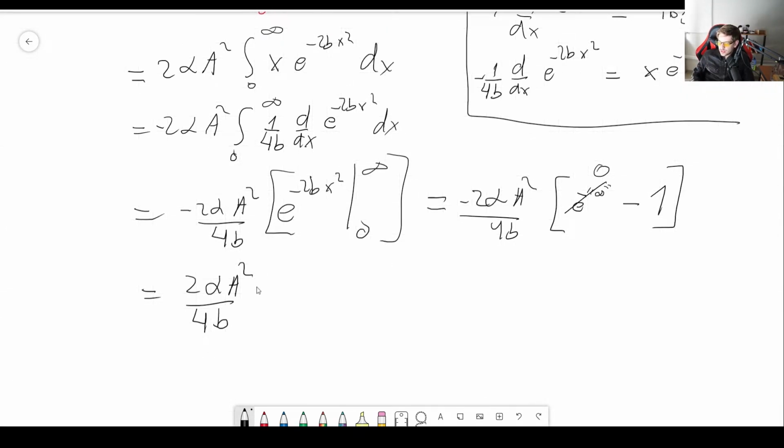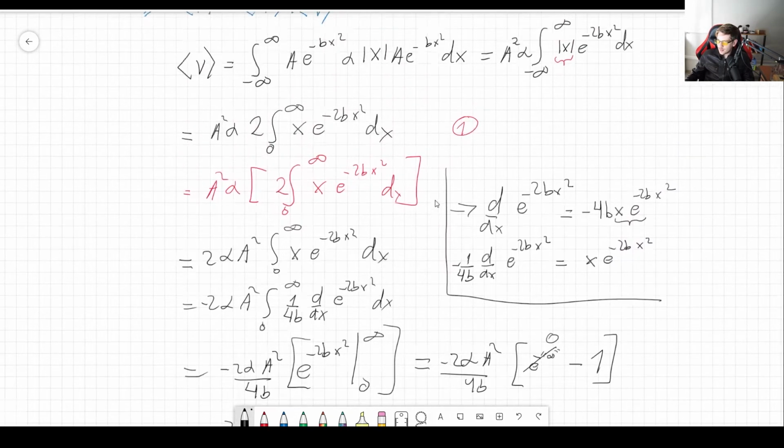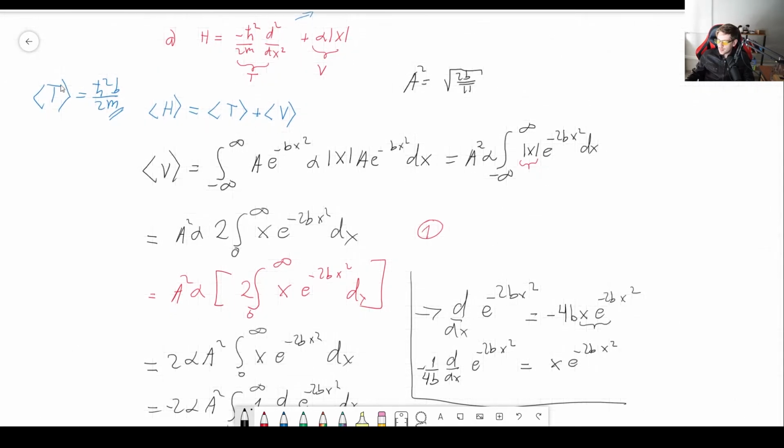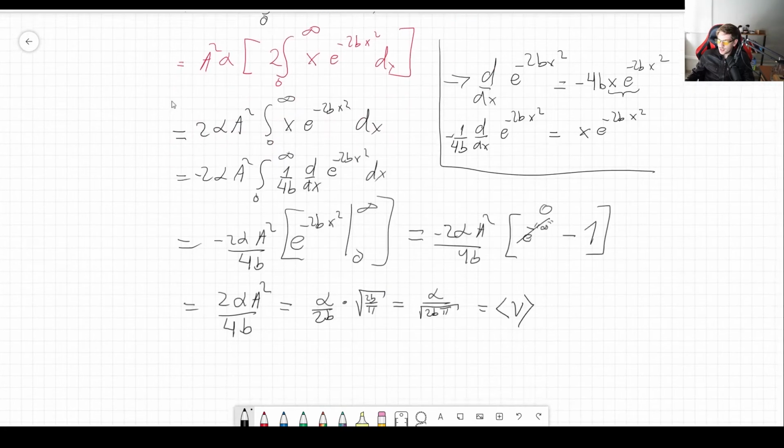Okay, and of course, let's plug in the value for a squared, which we already know. And let's simplify the 2 with the 4. So we get alpha divided by 2b times the square root of 2b over pi. So if we do this, we get alpha times the square root of 2b over pi. Okay, so this is the expectation value of the potential. So now let's put everything together.